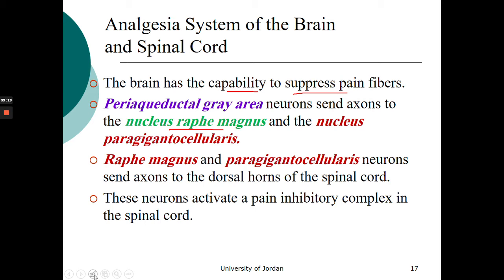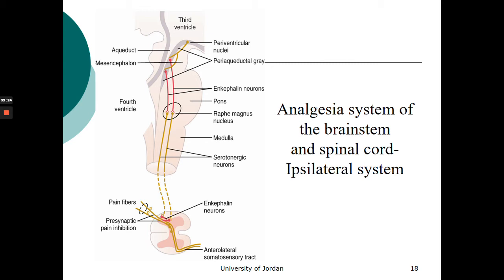So as you see here, when the pain fibers come and end at the periventricular, periaqueductal nuclei here, they stimulate neurons that secrete enkephalins. These descend down to the medulla oblongata, the lower pons and upper medulla area. And these interneurons here, the descending neurons, secrete enkephalin.